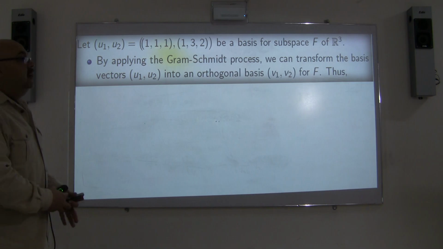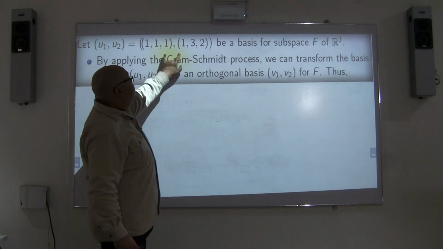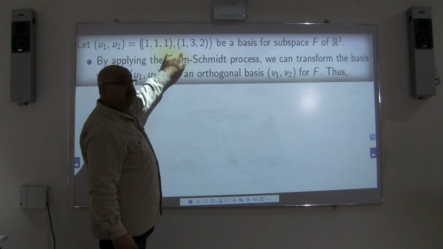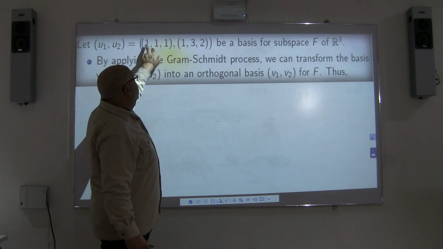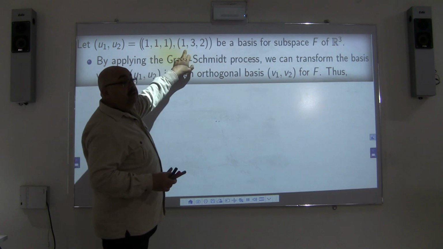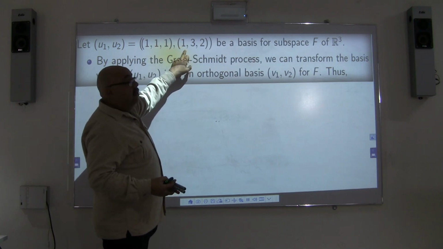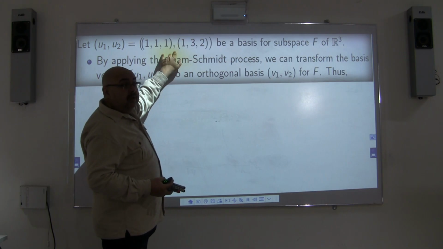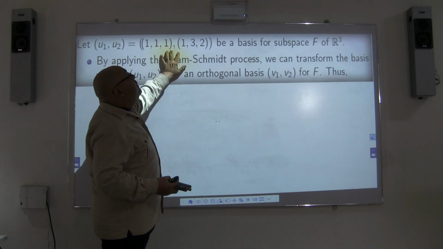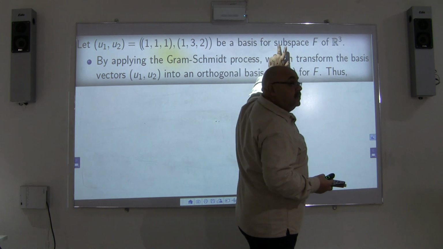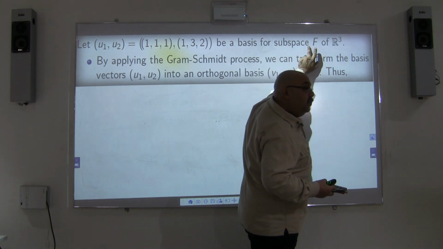Is this an orthogonal basis? Let's see. 1 times 1 is 1, plus 1 times 3 is 3, the sum is 4. 1 times 2 is 2, so the sum is 6. So they are not orthogonal. So it's a basis for the subspace F of R3.